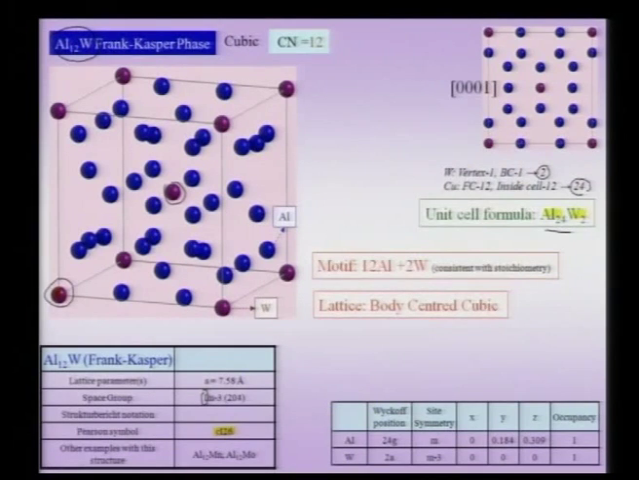Now, if you look at other compounds which have a similar kind of structure, you have Al12Mn and Al12Mo. Looking at the lattice parameter, it is clear that it is a large unit cell, 7.58 angstroms, and this is therefore a somewhat complicated structure. So, how do I go about understanding this structure? Here you see a 001 view. You can clearly see the symmetry present, which is a two-fold symmetry along the 001 direction. Now, let us try to understand the coordination polyhedron in this structure.